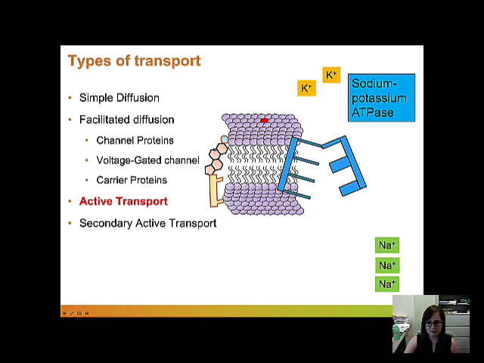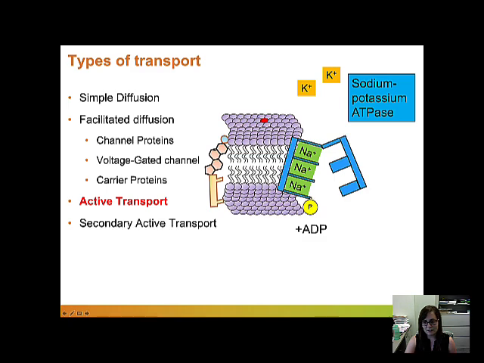So you have this protein embedded in the membrane here, and this protein has 3 sites for sodium to bind and 2 sites for potassium to bind. And so what's going to happen is sodium that's inside the cell is going to bind to the sodium-potassium ATPase, and then ATP is going to come along and transfer a phosphate group to the sodium-potassium ATPase, right? And then you're left with ADP, and the ADP will diffuse away.